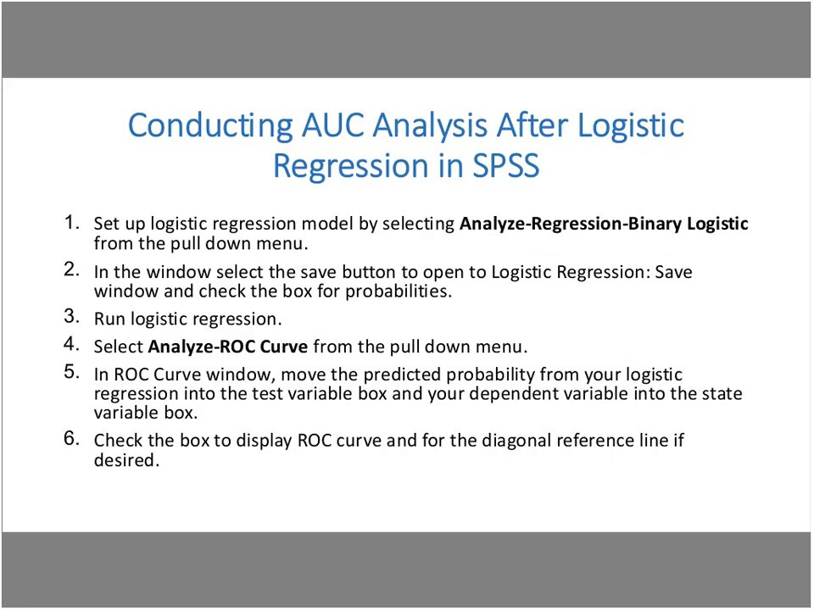Basically what this boils down to is that you're going to conduct a logistic regression. You're going to save the predicted probabilities from that logistic regression. Then you're going to open up the Analyze ROC Curve menu in SPSS and plug in the predicted probabilities and your dependent variable.